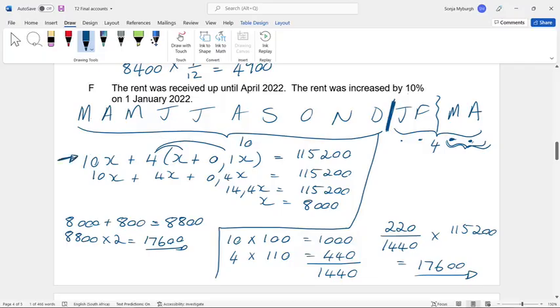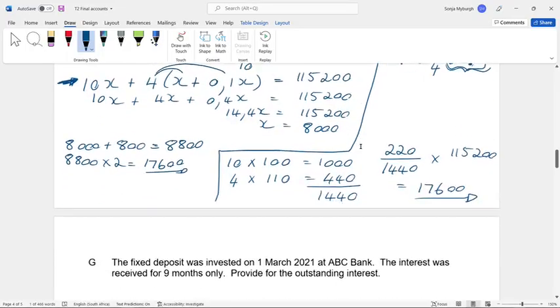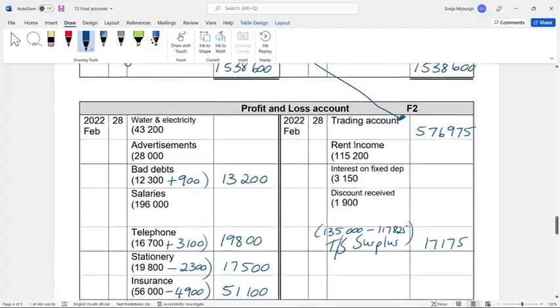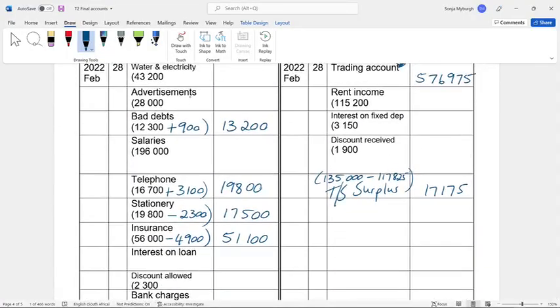When you get to this part, then you're there. Just setting up the equation is the difficult part. From there, solving the equation is not supposed to be difficult for you. This was done in maths grade 8 or 9. Timeline, important. Rent was received in advance. In advance means subtract. So the rent income minus 17,600 to give us the real income for rent, 97,600.